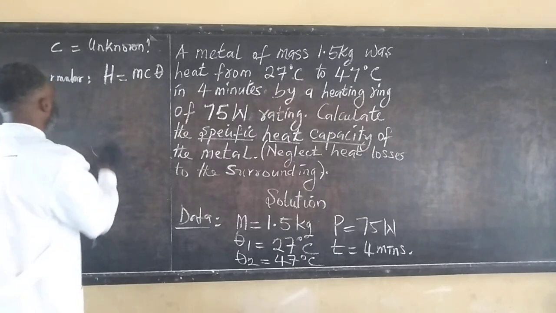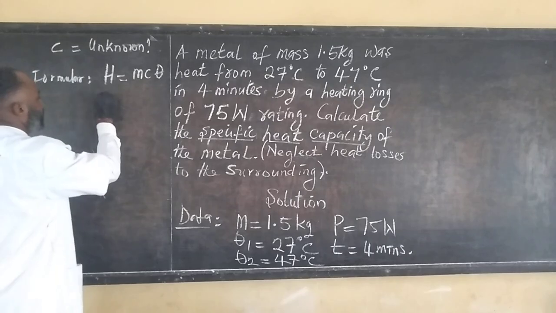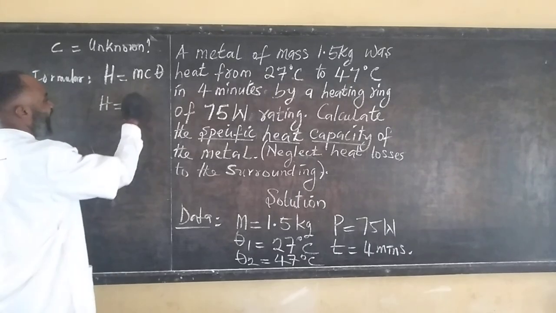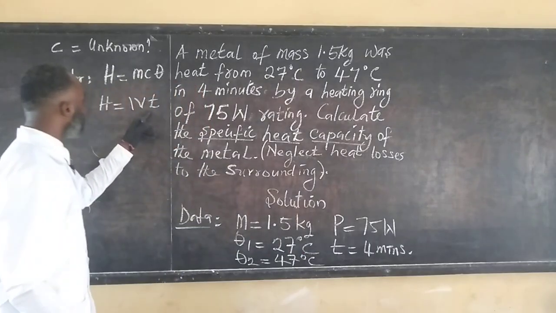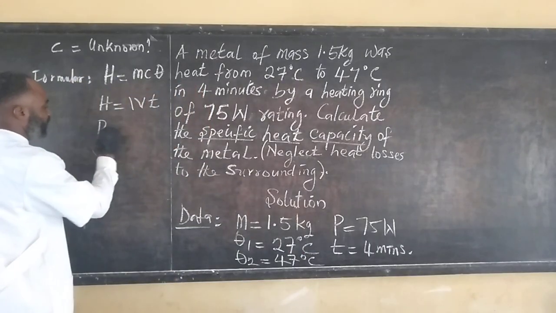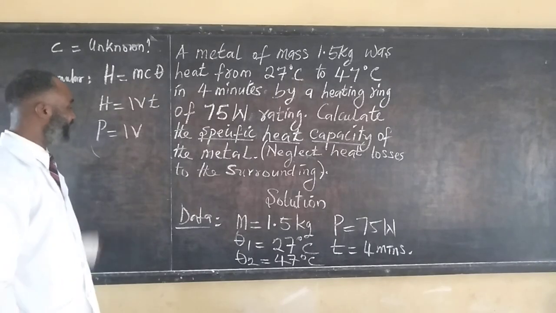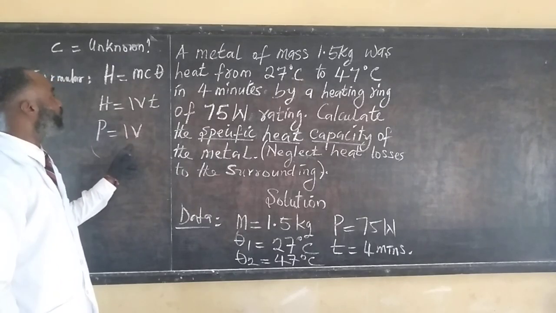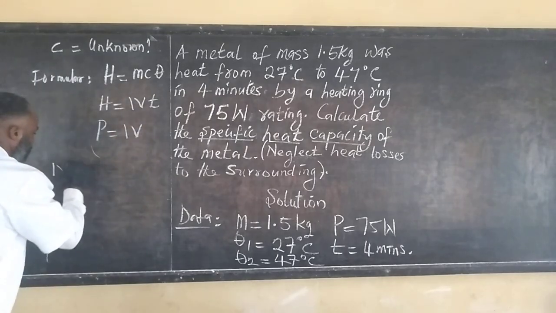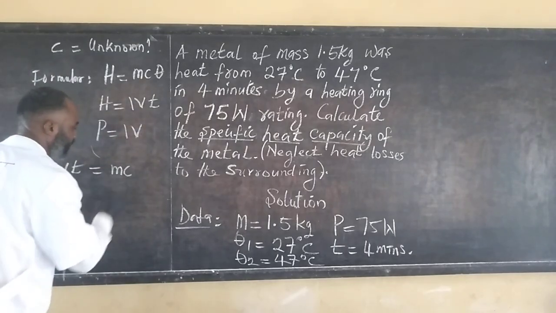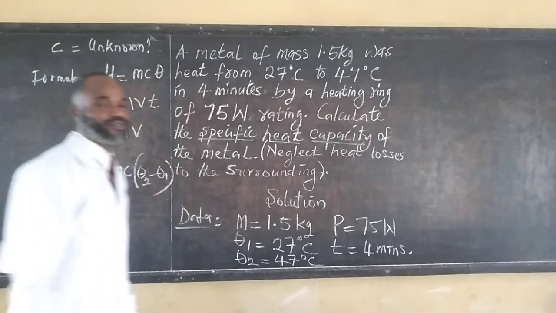Because this also can be given as H is equal to IVT. Can you see where the time comes in? Also, power can be defined as IV. Yes, very interesting. So, in place of this, we write this. It becomes IVT is equal to MC, bracket theta 2 minus theta 1, bracket close.